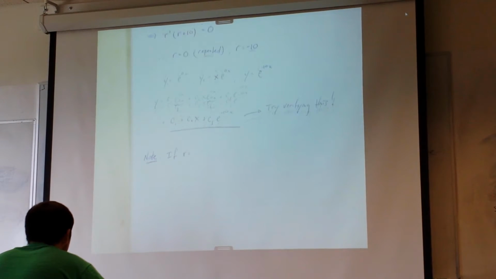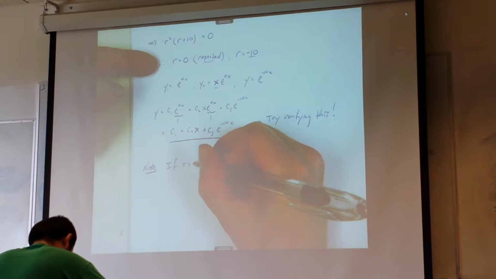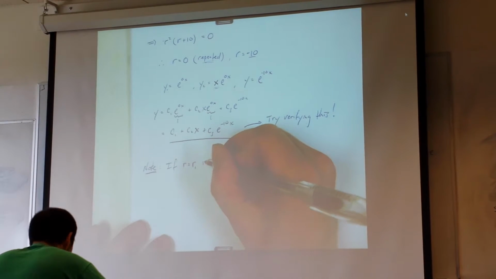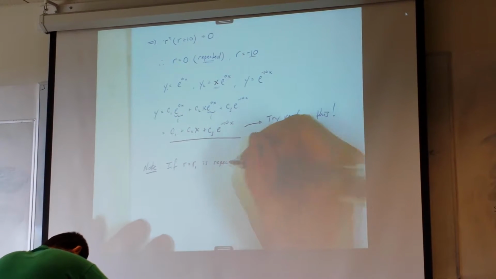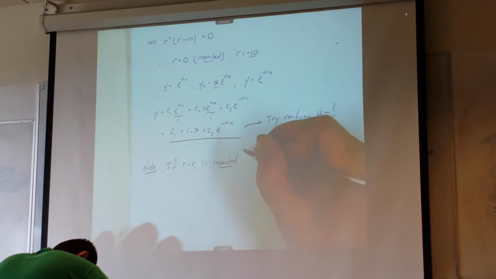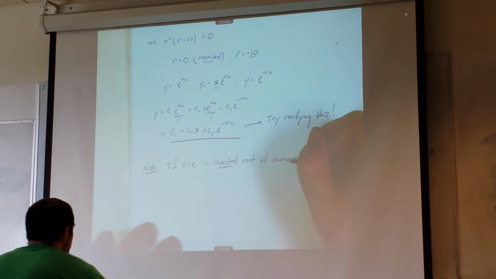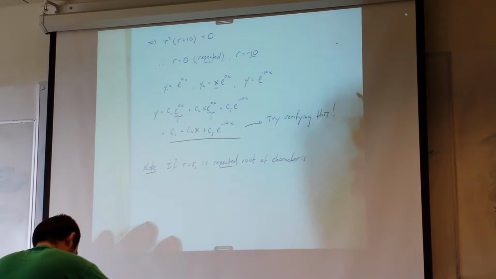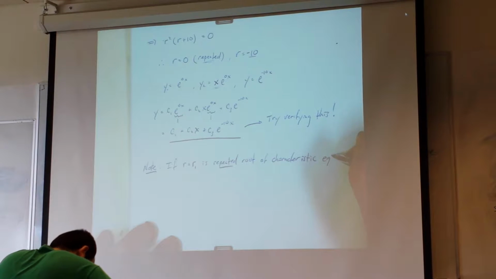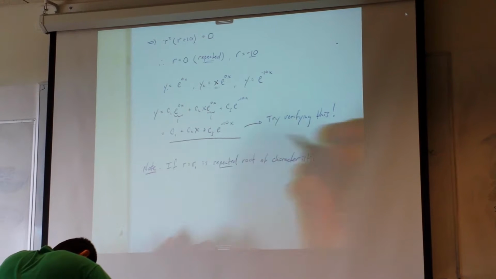I think it's so zoomed in I can't get the whole page at once, but if you get a repeated solution, call it r1, that's called a multiplicity 2 or higher. So if it's a repeated root of a characteristic equation, say it has multiplicity.